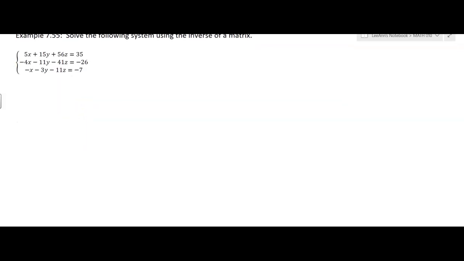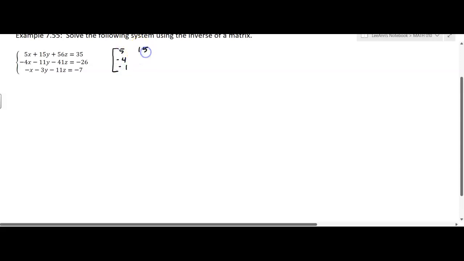Okay, so first I'm going to make the system that I have into a matrix equation. So [5, -4, -1; 15, -11, -3; 56, -41, -11] times [x, y, z] equals the constant matrix [35, -26, -7]. In order to use the inverse, we have to find the inverse. So we're finding the inverse of the coefficient matrix.